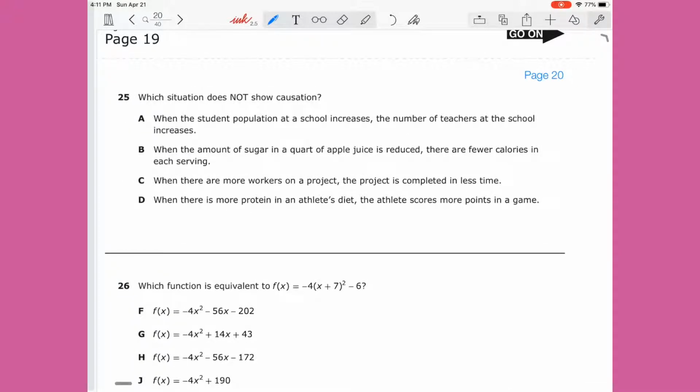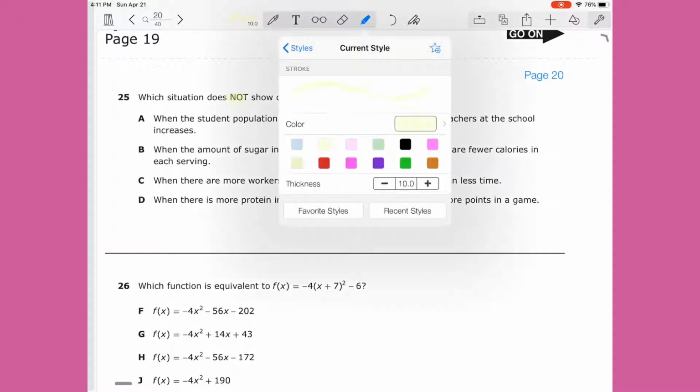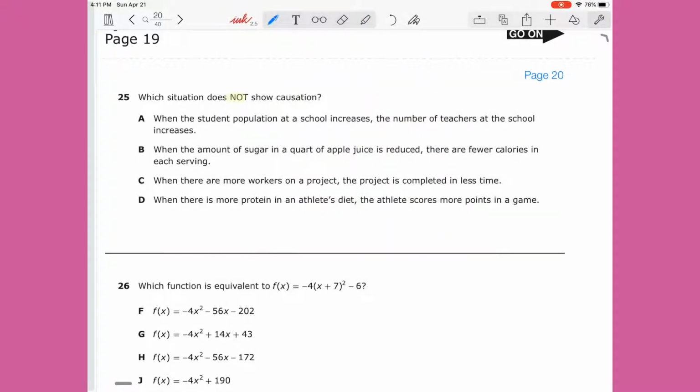Number 25, which situation does not show causation? I know it's been a while. Causation means it's going to cause it to happen. That if this happens, the other will happen no matter what. When a student population at school increases, the number of teachers at the school increases. I'd say that that's causation.